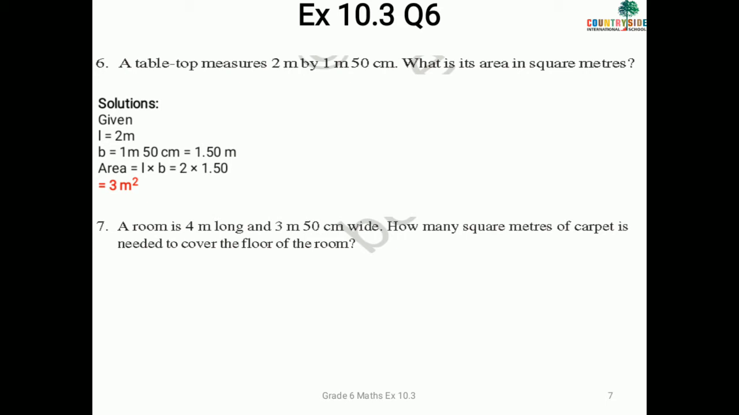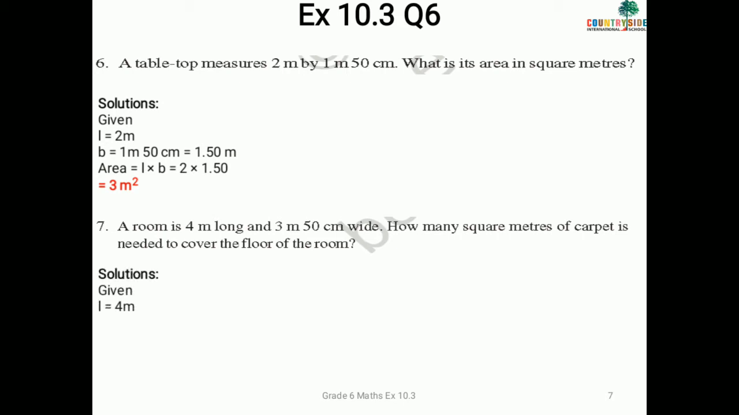Okay, so this is your simple answer. Okay, now let's start with question number 7. Now read question number 7. A room is 4 meter long and 3 meter and 50 centimeter wide. How many square meter of carpet is needed to cover the floor of the room? Again, length is given to you, breadth is given to you. You just have to find the area.